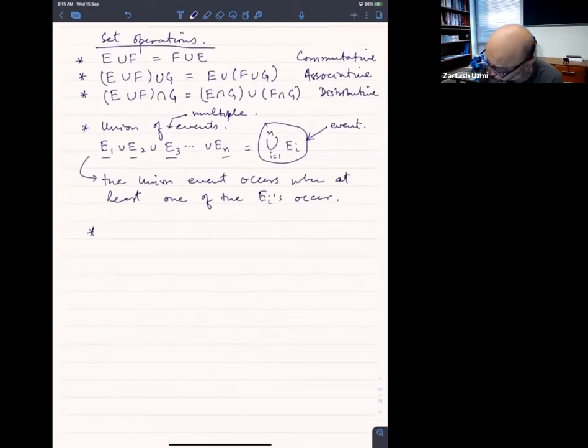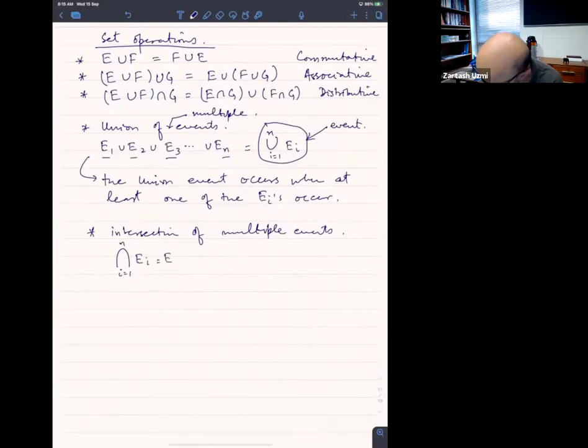Similarly, intersection of multiple events. This is written as the intersection of Ei, i equal to 1 to n, which is also written as E1 intersection E2 intersection E3 dot dot dot intersection of En. Sometimes it is also written by removing the intersection sign. Most books will also write it like this: E1, E2, E3 dot dot dot up to En.